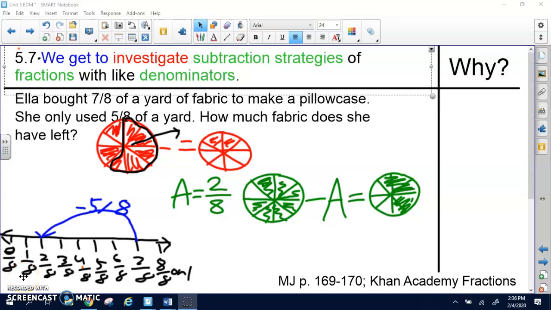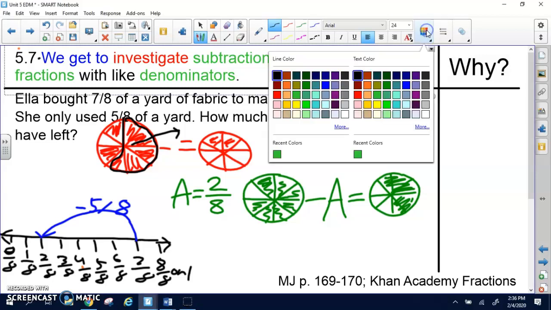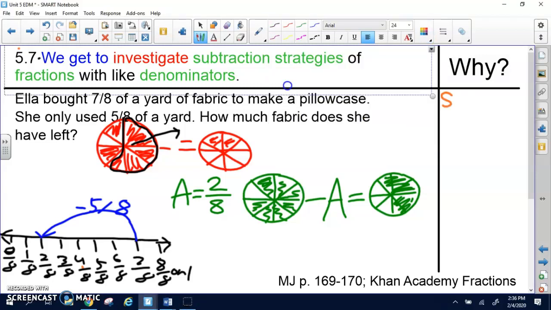Okay, we're doing 5.7. We're going to investigate subtraction strategies of fractions with like denominators. On Thursday, you're going to be investigating subtraction strategies of fractions with unlike denominators. So it's good to have this practice in today. Why are we doing this? This should be really obvious. We're learning how to subtract fractions, right?